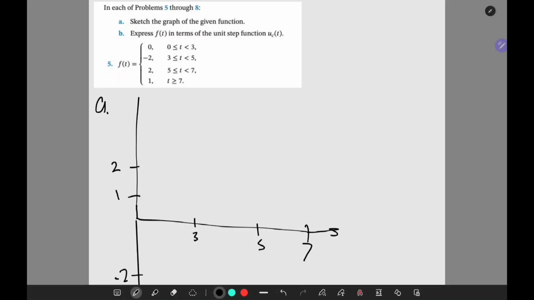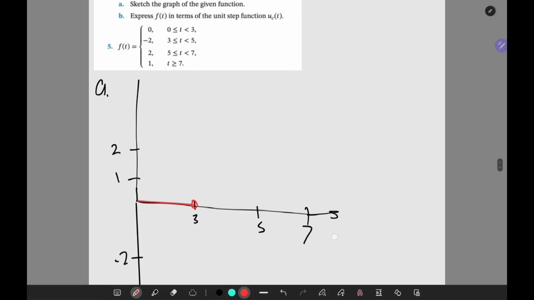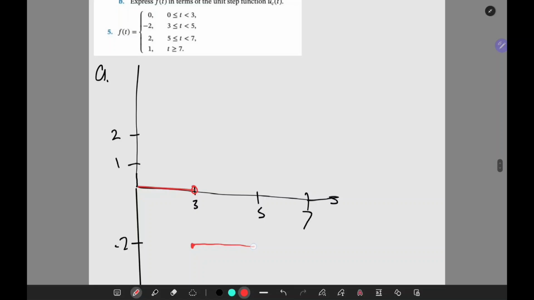Part A, sketch the graph of the given function. 0 from 0 to 3. Negative 2 from 3 to 5. So closed, open. 2 from 5 to 7, closed, open. Right, those closed and opens come from the less than or equal to, less than. 1 from when it is greater than 7. So like that. That's a straight line. Okay.